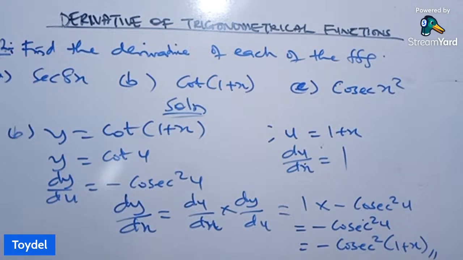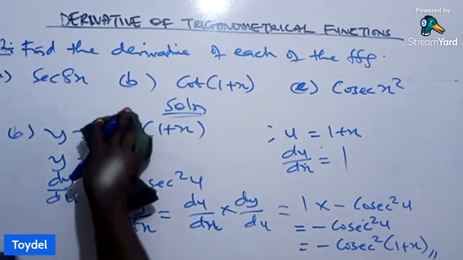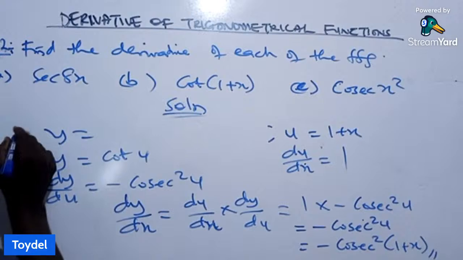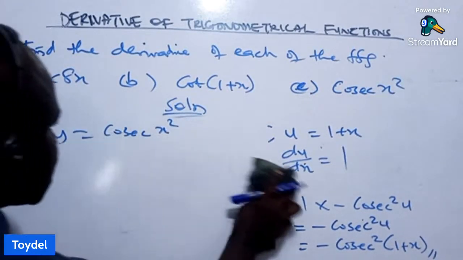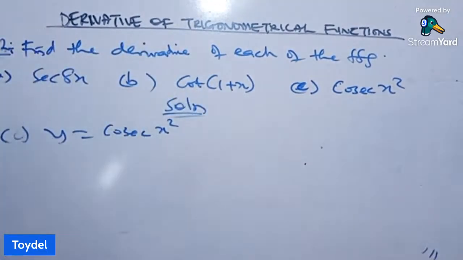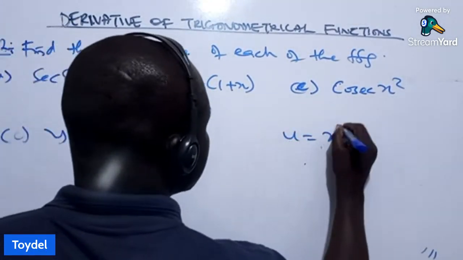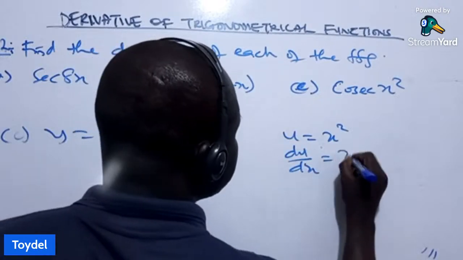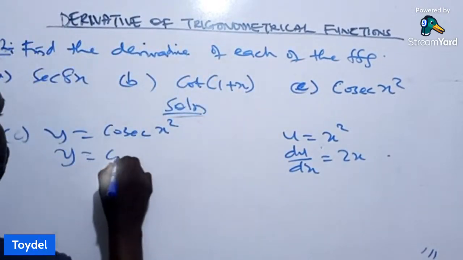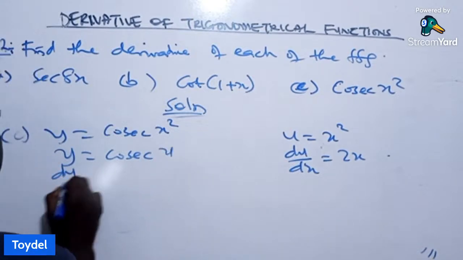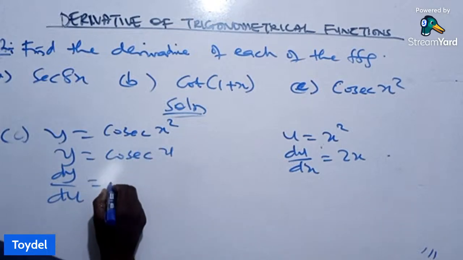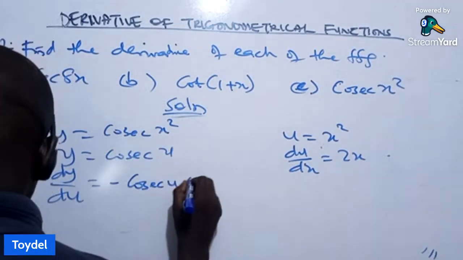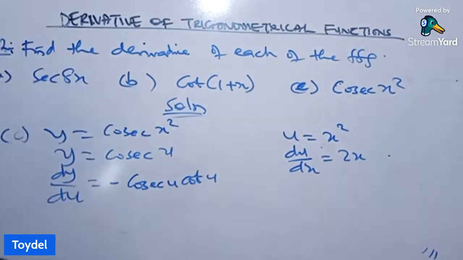So we go to the last question under example 2, where we have y equal to cosec x squared. If y is equal to cosec x squared, then what are we going to do? We can say let u equal x squared, so that we know du dx. Du dx will be 2x. Then we come back here and say y is equal to cosec u. Then what is dy du? Dy du, in this case, when we have y equal to cosec u, dy du will be minus cosec u cot u.